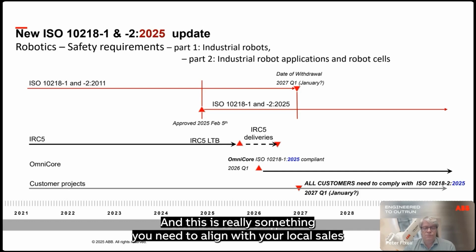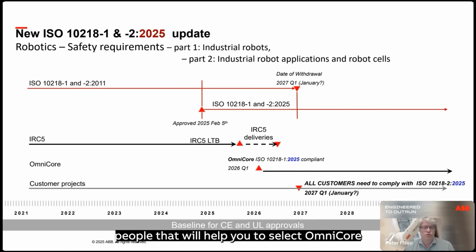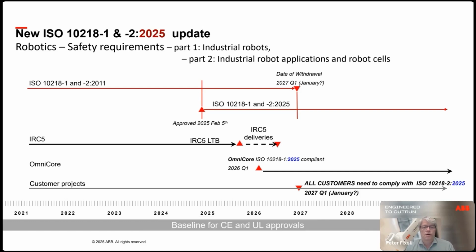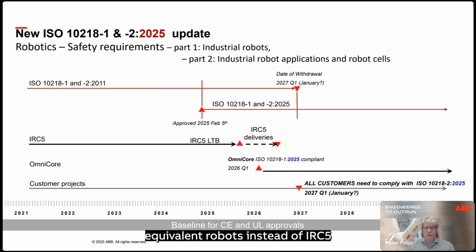And this is really something you need to align with your local salespeople, who will help you to select OmniCore equivalent robots instead of RC5s if you are still using RC5s. If you are using OmniCore, you are home free.